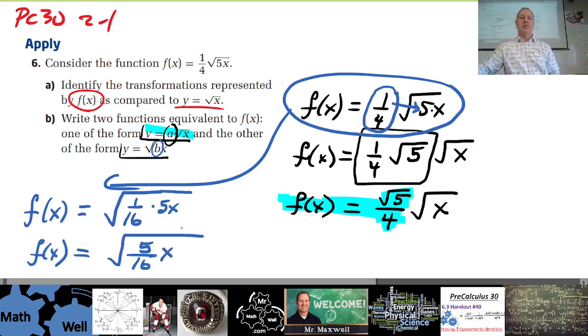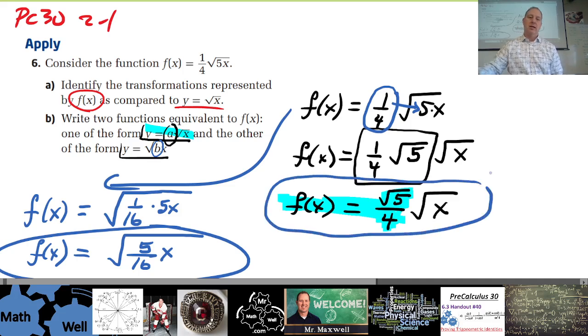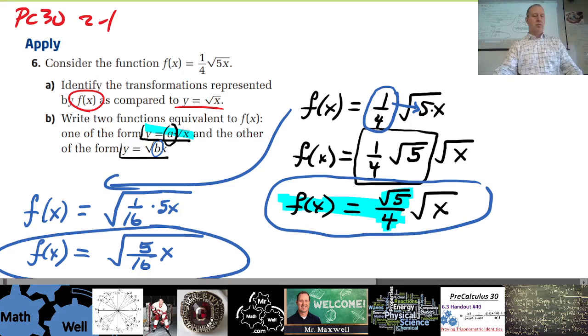And there's another equivalent form. That's a bit of a different question, but it's a great question because you can see that you can bring a number out of the radical sign, no problem. And you can put a number inside the radical sign, no problem. So there's many different forms of the same graph. You can just use different parameters. Okay, does that help with number 6 there?